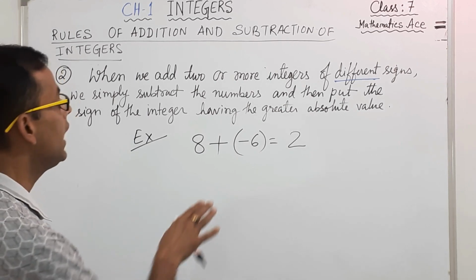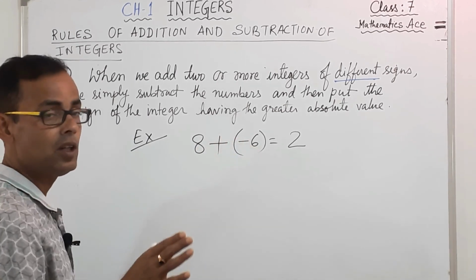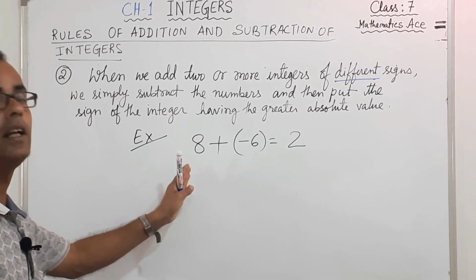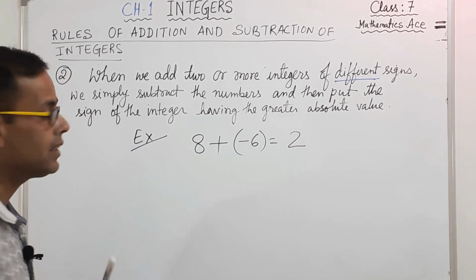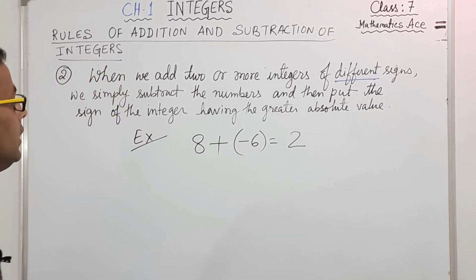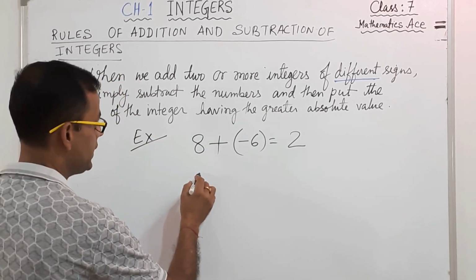Okay, 8, and 6 absolute value is 6. So which is big? 6 is big or 8 is big? 8 is big. So 8 is having what sign? Plus sign. So we will put here plus. Plus means no need of writing. Clear?